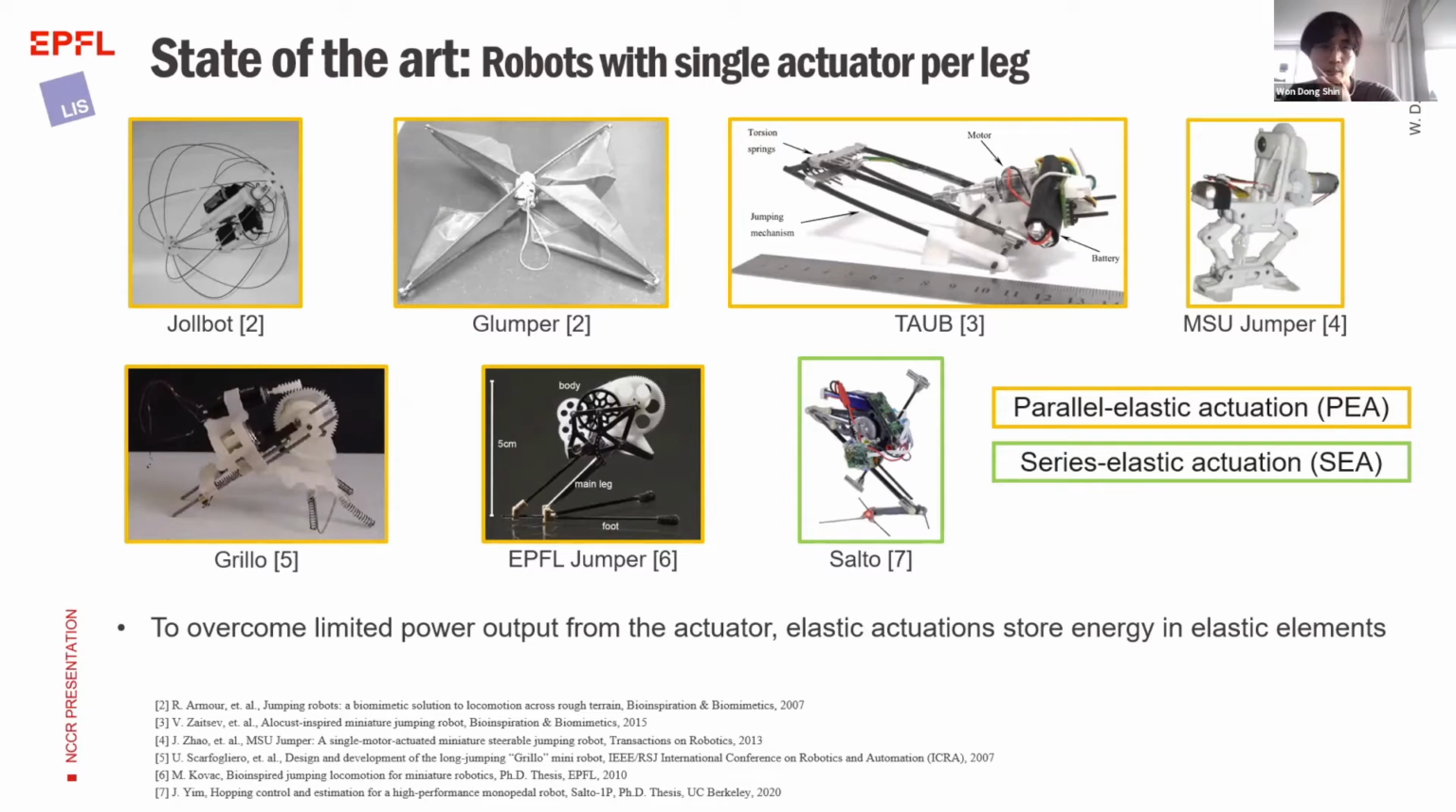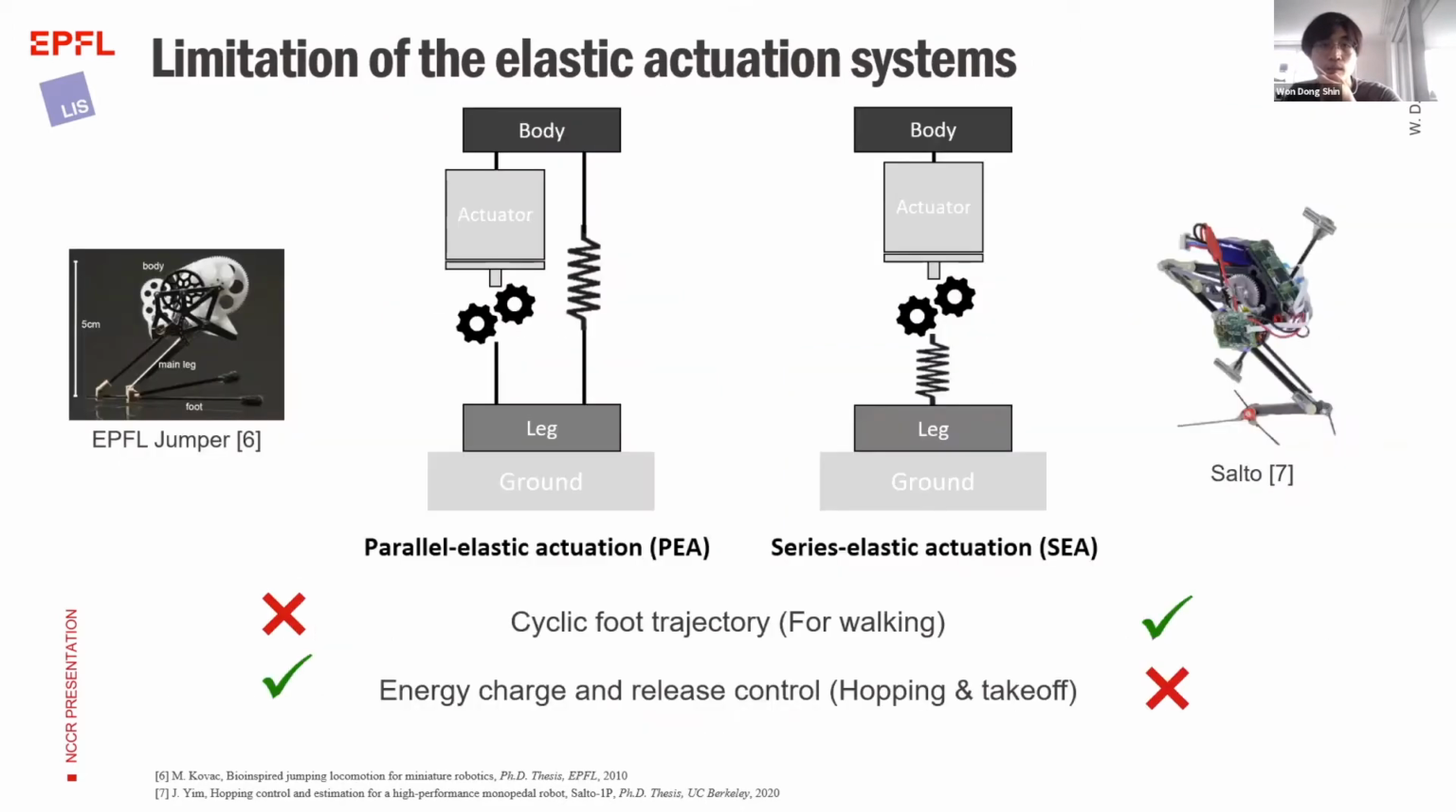You can see that mostly PEA is used for the robots, and that's because PEA can store higher elastic energy compared to SEA. I'm going to explain in more detail about this mechanism in the next slide. So you can see the diagram here. The left one is the PEA, and the right one is SEA. The PEA connects the actuator and the elastic element in parallel. So the energy status and the foot trajectory are coupled.